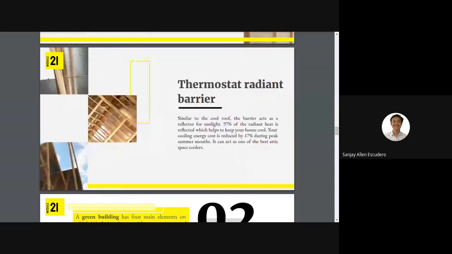So lastly, the radiant barrier. The barrier, like the cool roof, serves as a reflector for sunlight. 97% of the radiant heat is mirrored, helping to keep the house cool. This brings energy efficiency, such as for electric fans, and can lower the temperature of the attic.